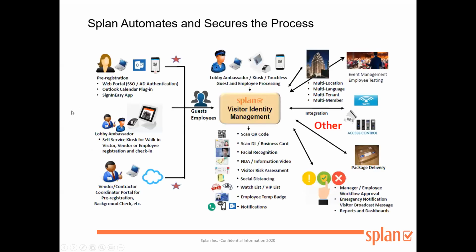This slide you've probably seen before. If you haven't seen it, now you have. So this is part of our presentation, but this is the whole, this is everything. On the left side is how we register a visitor. So we have the web portal, which has SSO, AD, where we pull in the information of the users. We have the Outlook calendar plugin, the Sign in Easy app. We have a lobby ambassador. So that is a security guard, front desk, that can also handle walk-ins, but can also register. And then we also have a vendor contractor coordinator portal.